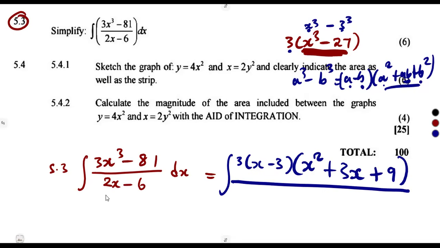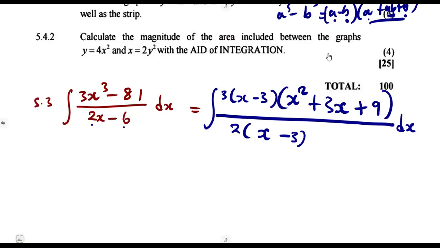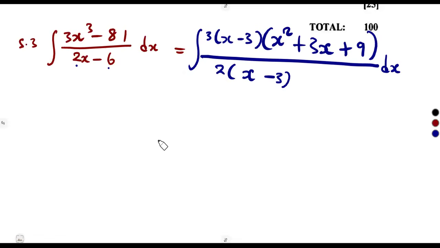Everything over what? Here we can factor out the 2 in the denominator. So that's going to be 2x divided by 2, which is x, minus 6 divided by 2, which is minus 3, with respect to x. So that is it, guys. You can see that there's something common here. The numerator and denominator, we can factor out.